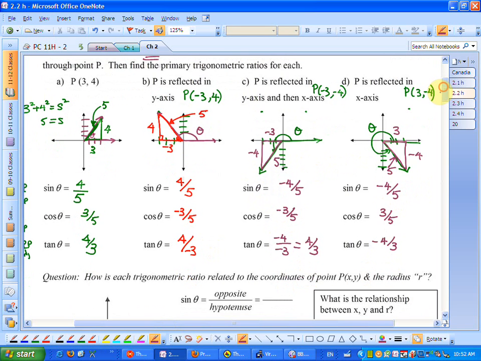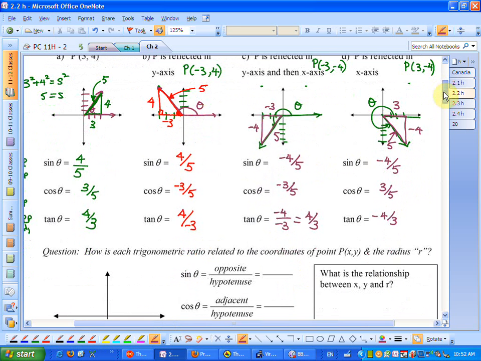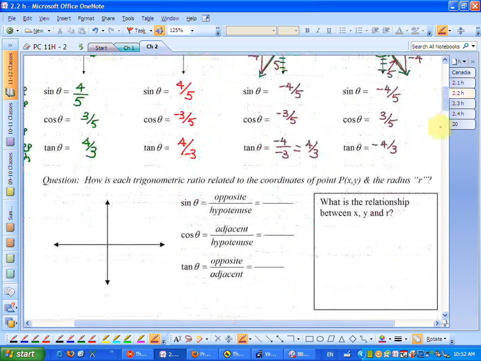Any questions so far about this stuff? Okay, so here's what I'd like you to do now, because I'm going to actually show you a new way of describing these sine, cosine, tangent ratios. Okay? No longer will you use opposite, hypotenuse, all that kind of stuff. When you are given these angles in standard position, there's a new way of describing these trig ratios.